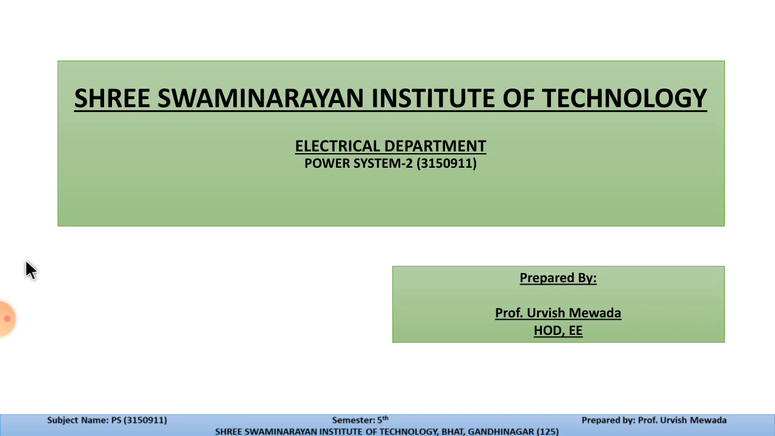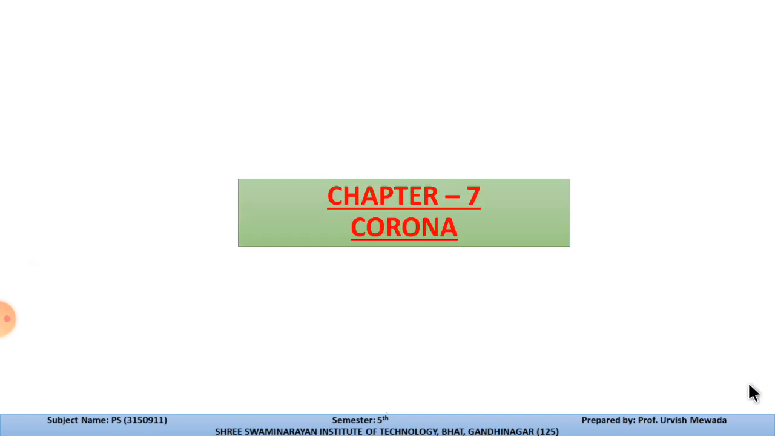I am teaching the Power System 2 subject, which is in the 5th semester Electrical Engineering, GTU. The subject code of this subject is 3150911. Students, we are in chapter number 7, and this is the second lecture for this chapter.